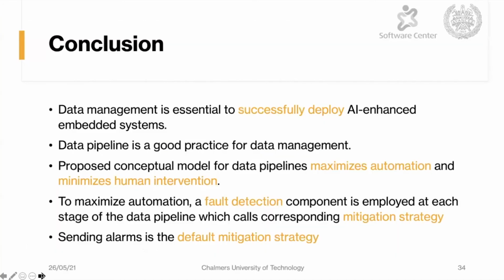So moving on to the conclusions, we have seen that data management is essential to successfully deploy AI-enhanced embedded systems, and data pipeline is a good practice for data management. The proposed conceptual model for data pipelines maximizes automation and minimizes human intervention. To maximize automation, we have a fault detection component as well as a mitigation strategy. As soon as a fault is detected by the fault detection component, it will invoke its corresponding mitigation strategy and also send an alarm to the corresponding team. Sending alarms is a default mitigation strategy adopted by almost all the companies that I've worked with.